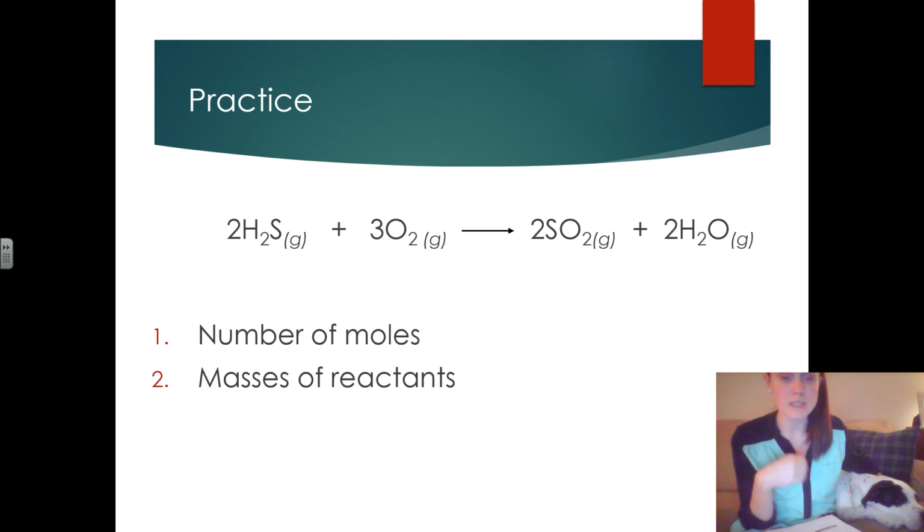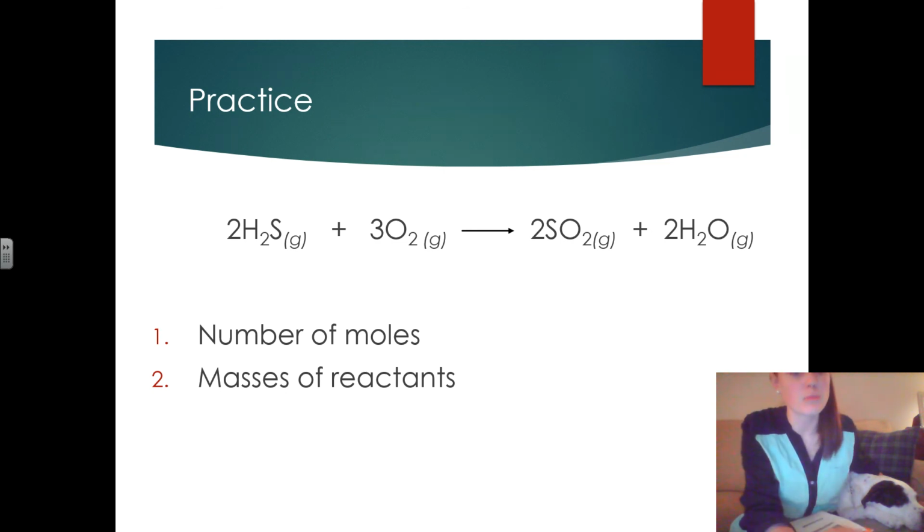So now we're going to practice. What I'd like you guys to do is get out your pink periodic tables. You shouldn't need your formula sheets, but you might as well grab those out. It's always good just to have both of them out. But what I want you to do is interpret this chemical equation by the number of moles as well as by the mass of the reactants. And so you're going to be figuring out molar masses and seeing if the mass of your reactants are equal to the mass of your products.